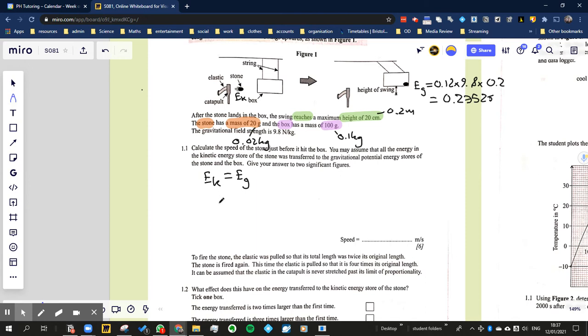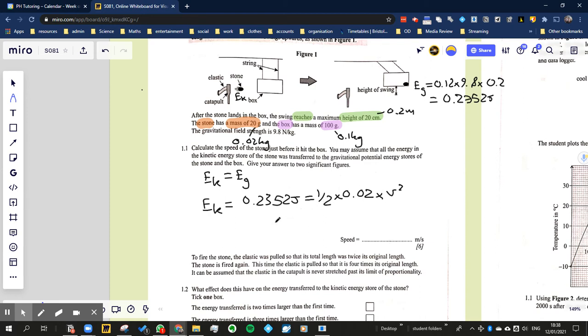And again, don't forget the trick that beforehand it was the gravitational energy of the box and the stone together, but the kinetic energy is just of the stone. So the kinetic energy of just the stone is equal to 0.2352 joules, and that's equal to half times the mass of the stone, 0.02, times its velocity squared. This is looking really good because the velocity is the thing that we need to know, and we've got everything else in the equation now.